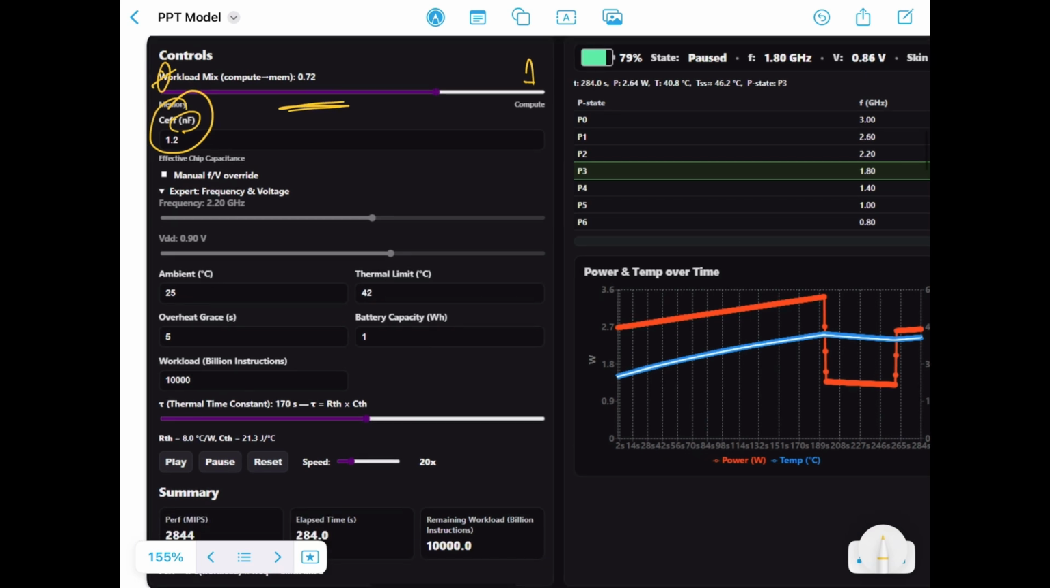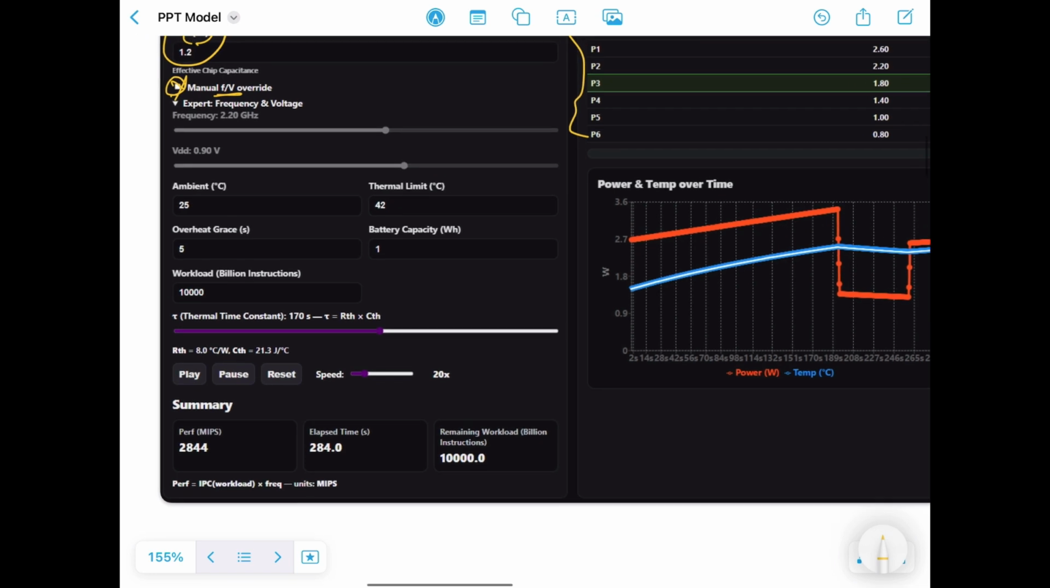I've also included the option to manually override the frequency and voltage. If it is left unchecked, then the DVFS table here will take over. If we select this, then we can actually see the impact of the voltage and the frequency individually. And also, the user can select the ambient temperature and the thermal limit, the skin temperature, which I set to 42 degrees C here. And then I've also defined something called overheat grace.